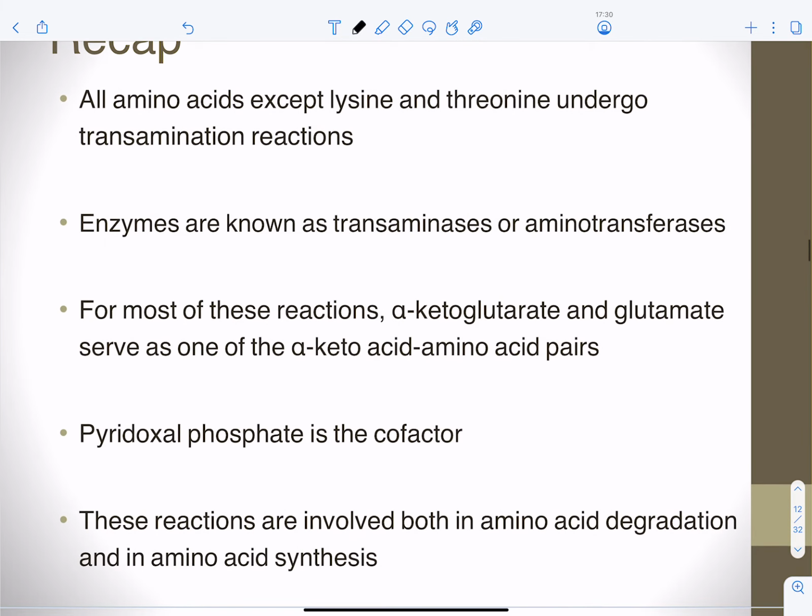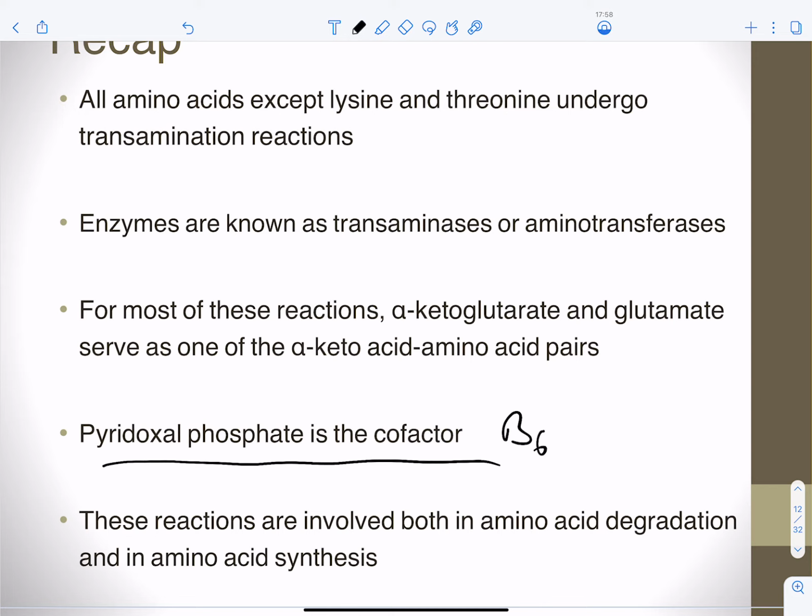So as a recap, amino acids, except for lysine and threonine, undergo transamination reactions. Enzymes are going to be those transaminases or aminotransferases. You're going to have PLP, vitamin B6, as the cofactor. It's going to be completely reversible. These reactions are going to have alpha-ketoglutarate and glutamate as one of the alpha-keto acid and amino acid pairs.